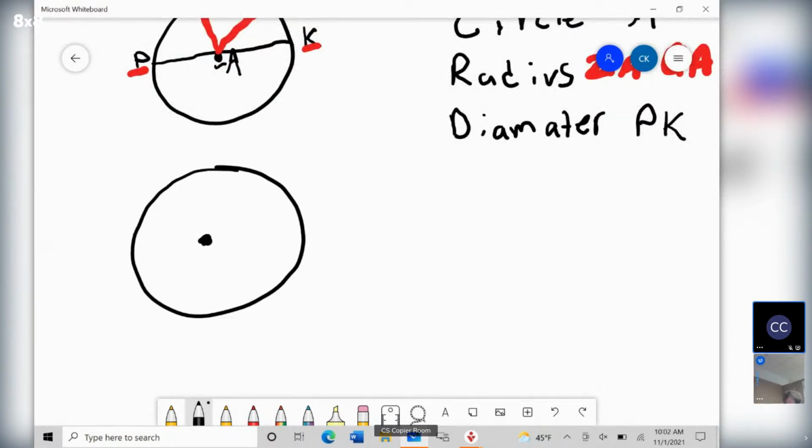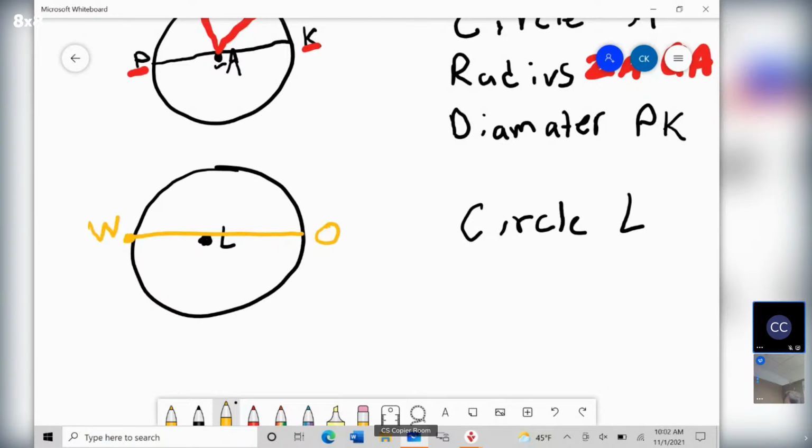So we'll say a point in the middle here. We'll say this point is L. So in this case, we're identifying this as circle L. Okay, and remember the diameter goes all the way through. So I'll try to use a different color. I'll put O over here, and we'll put W there. So the diameter of this circle would be WO.